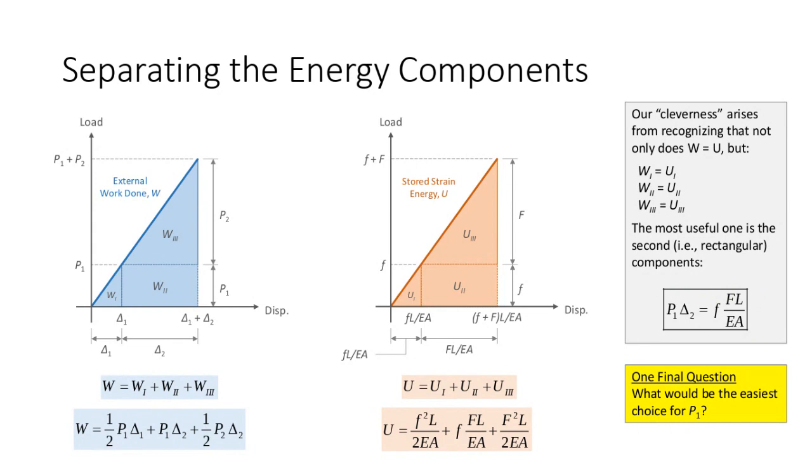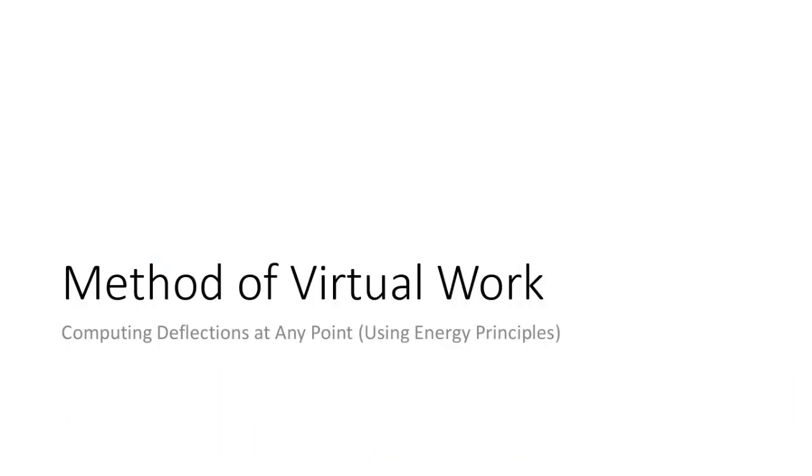And so you ask yourself, if I look at that equation and I'm trying to solve for delta 2, what's the easiest choice for the value of P1? I'd argue that the easiest choice for P1 is 1, right? Because if I set this term equal to 1, well, anything times 1 is itself, and I've solved for the deflection, and that's what I'm after, okay? And so with that, that leads to the method of virtual work. And that is the method that we're going to use to determine deflections in any structure at any point, okay?